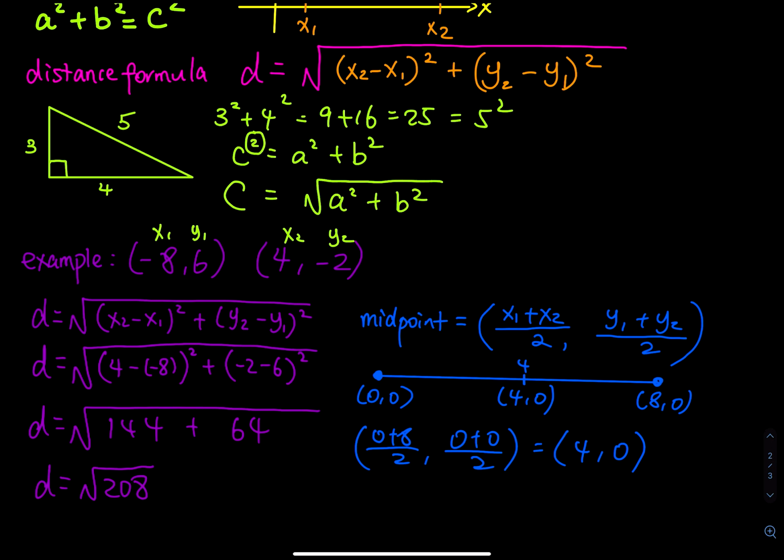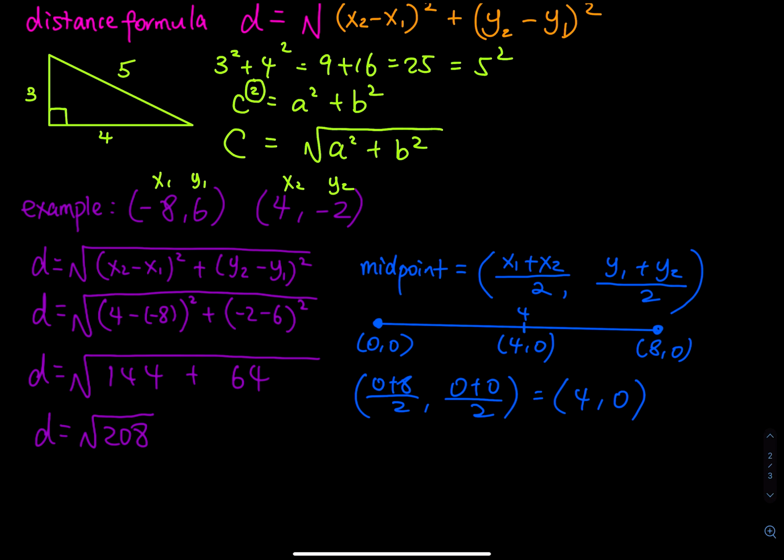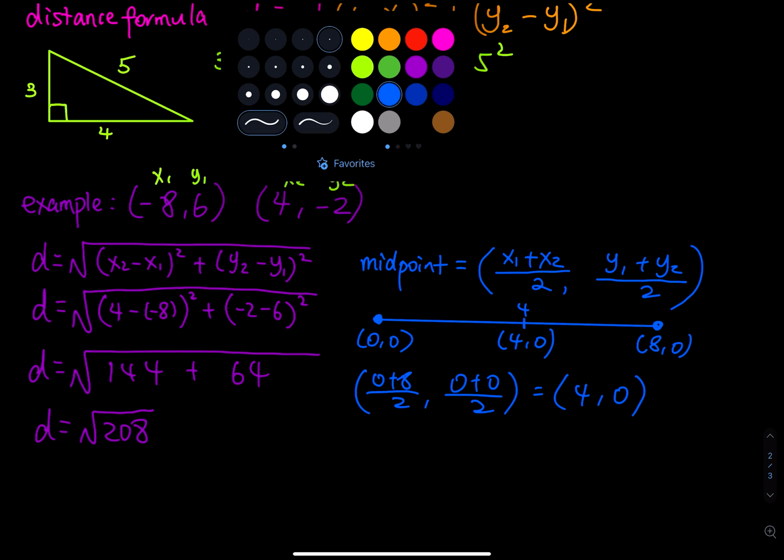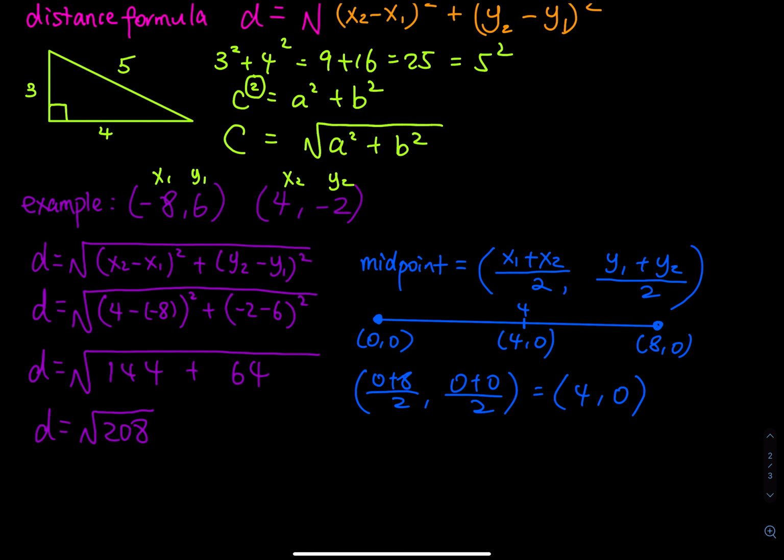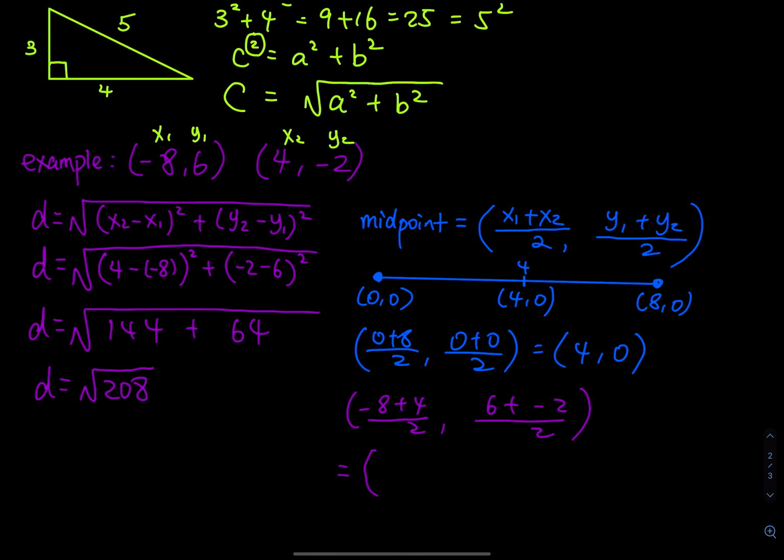And then how about the midpoint of this example? The midpoint of this example would be, so you would be taking negative 8 plus 4 divided by 2, and then 6 plus negative 2 divided by 2. So what is that equal to? That is equal to negative 4 divided by 2, comma 6 minus 2 is 4, so 4 divided by 2, so you end up getting negative 2, comma 2. So that is the midpoint between the two given points.